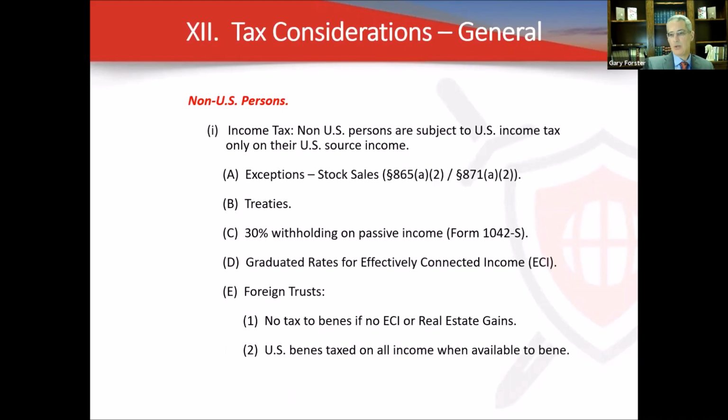This is non-U.S. persons on U.S. source income only. That can change if there's a treaty. Different rates for different things. You can buy and sell stock at no cost. There's no capital gains tax on stock sales, which a lot of people don't understand, for foreign people, non-resident, non-aliens. But that doesn't apply to real estate.